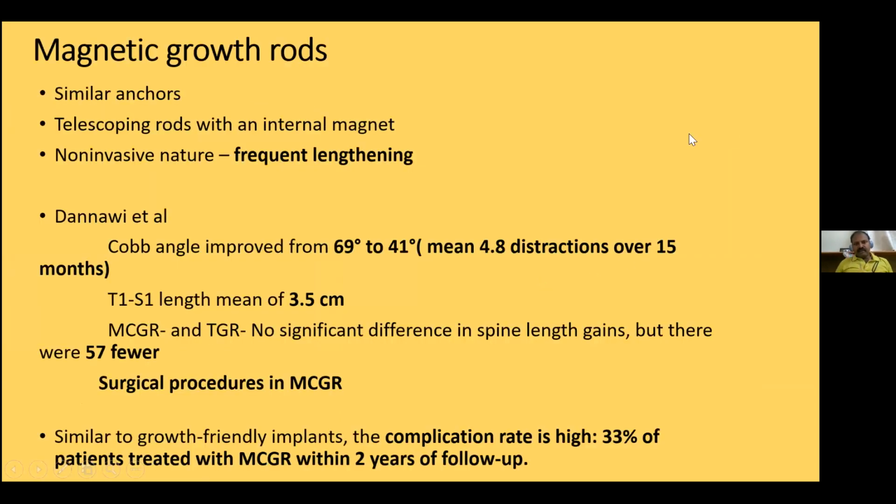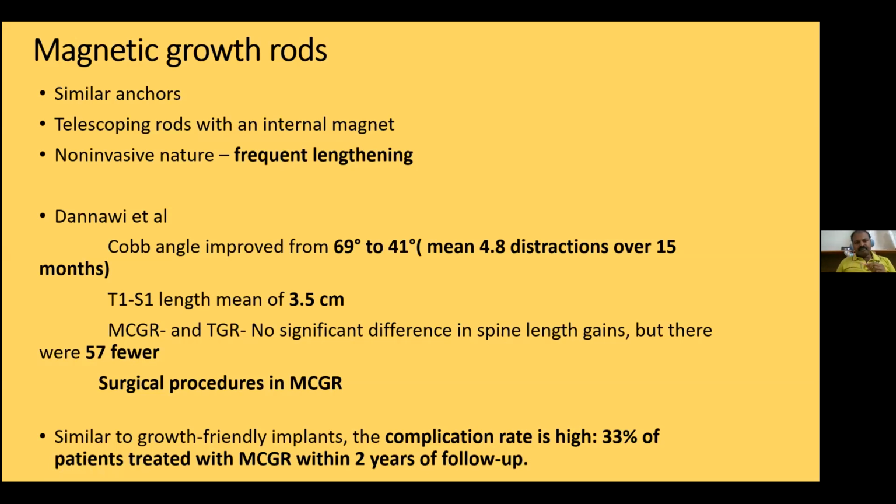Then comes what are called magnetic growth rods. These are rods which have an internal magnet. These are all telescopic rods which have an internal magnet. But the technique is the same. You have an anchor, the same anchors at the top as well as bottom, the proximal and distal anchors. And here the advantage is you can use frequent lengthening. Because it's non-invasive, you can even lengthen it every 3 months or so.